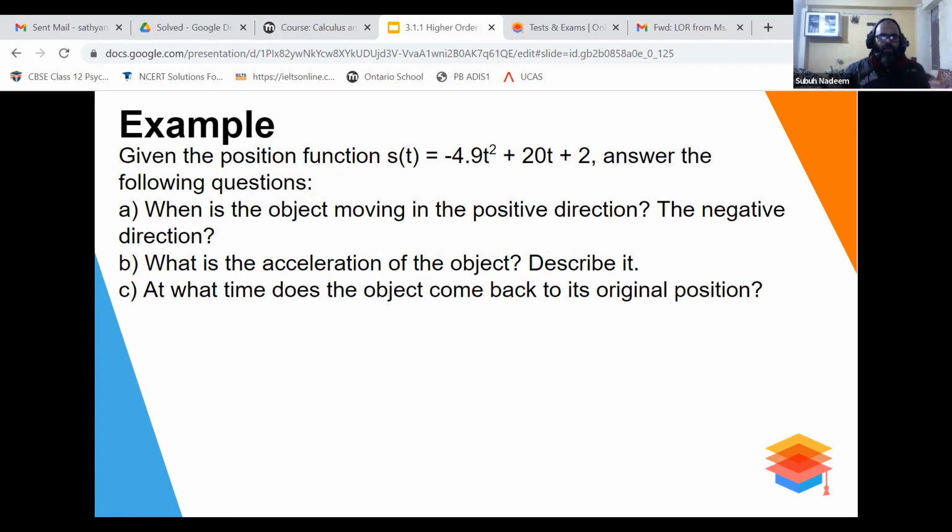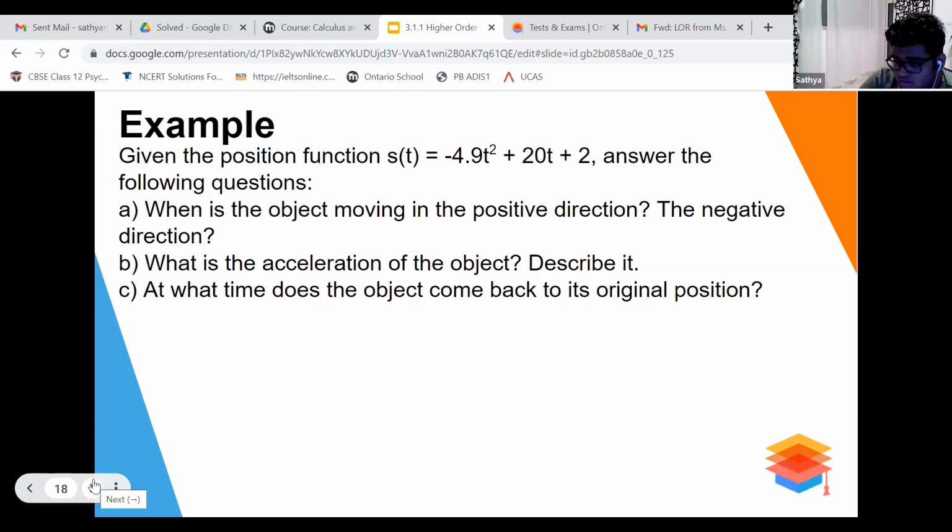Are you trying it, Satya? Can we discuss? Yes, sir. For the first one, should we differentiate? Yeah, differentiate the first, and then how do we get the negative direction? After differentiation, what are you getting? One minute, sir. I'm not done with that.